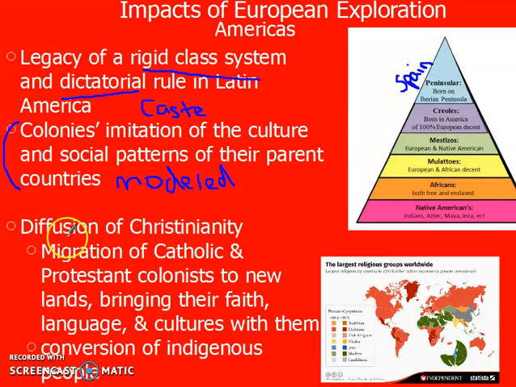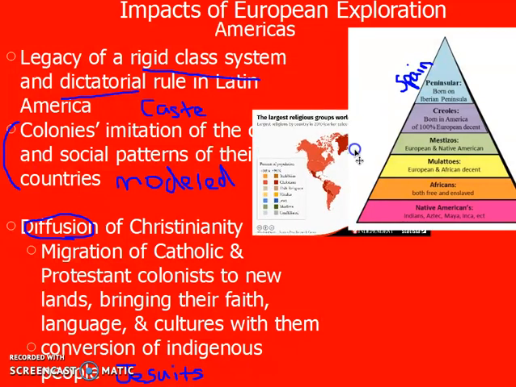The other is that there's a spread, right? Diffusion means spread of Christianity, as Catholics and Protestants from Spain, from France, from England are going to move to the new land, and their faith comes with them. Their culture comes with them, and there's a lot of conversion happening of native people. Remember, we talked specifically about the Jesuits who are converting the populations of the Spanish colonies of New Spain to Catholicism, building schools and that sort of thing.